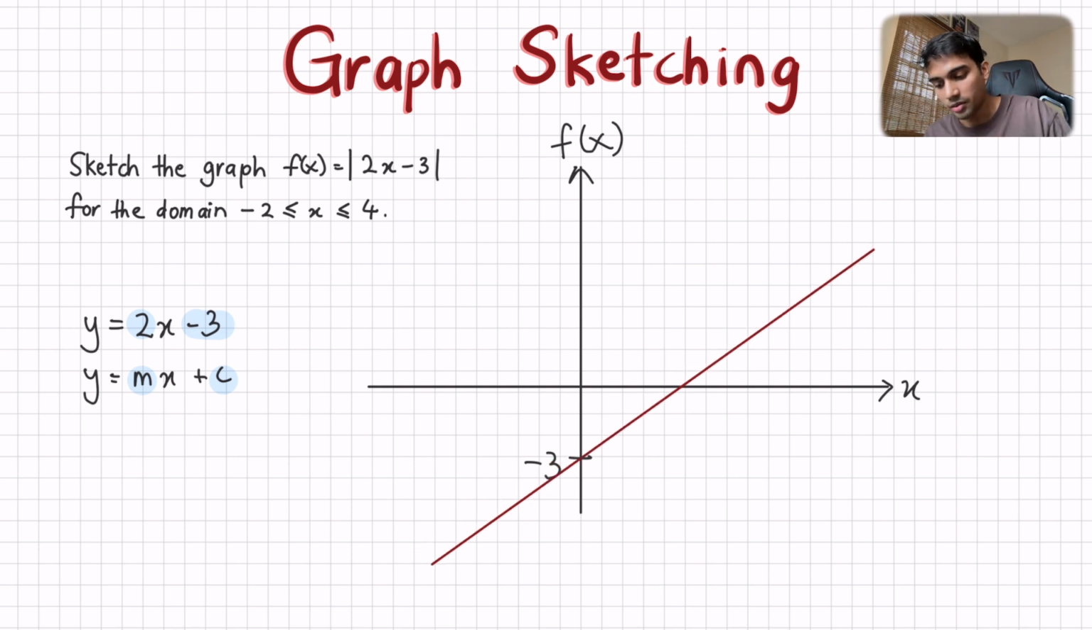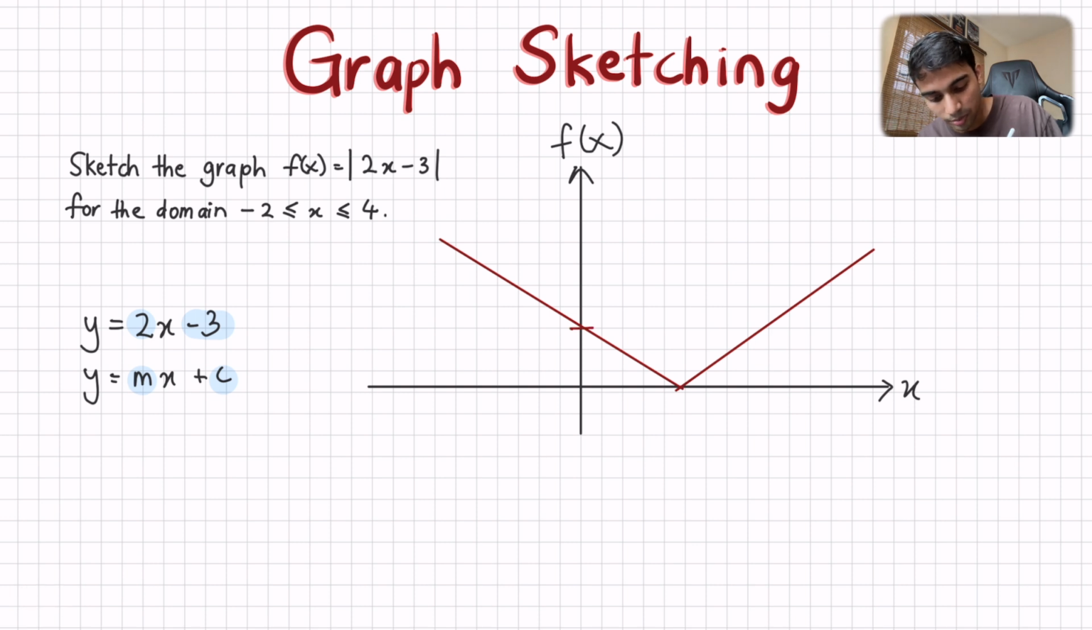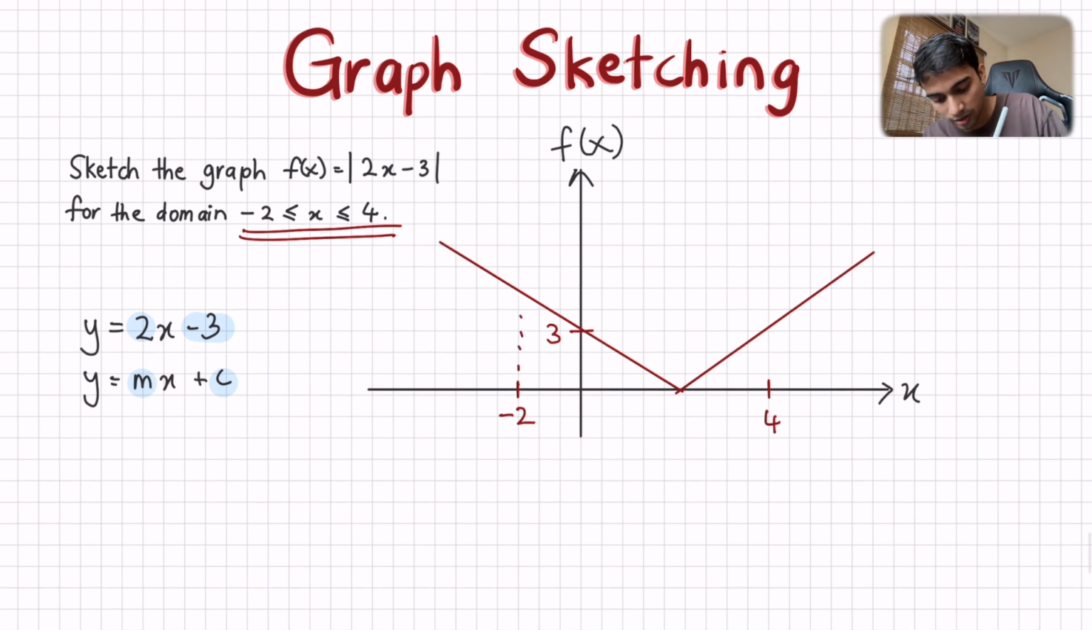Since this is a modulus graph, whatever negative value is below the x-axis, we have to flip it up. So let's draw another line here, and then we can erase this already. Just now our y-intercept was -3. When we flip it, we will get positive 3. Now we need to draw the graph for this domain, when x is -2, all the way to when x is 4. When x is -2, we put this into the equation, we get -7. The modulus of -7 will be positive 7. So this will be positive 7.